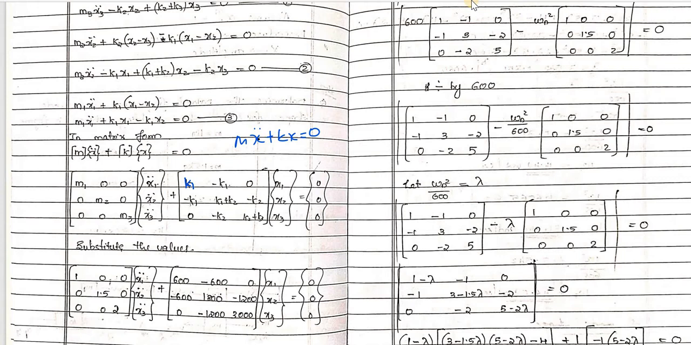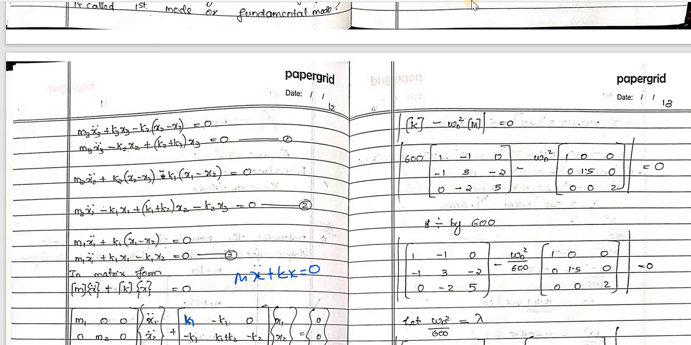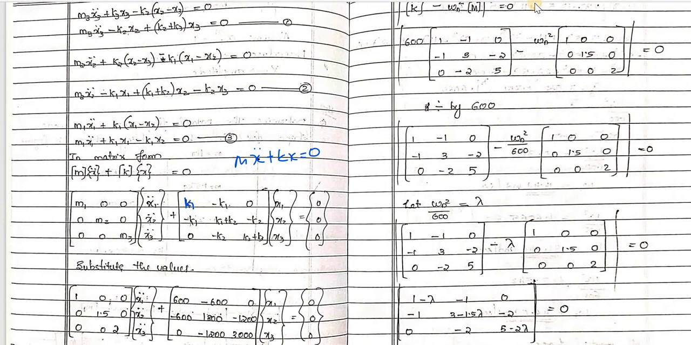Now I can substitute the values. So this is my equation. We know the generalized equation: taking the coordinates, the determinant of the k matrix minus omega square into m matrix is equal to 0. This is a simple equation. Here you can see the k matrix. I am taking 600 as common, minus omega square into this term, equal to 0.